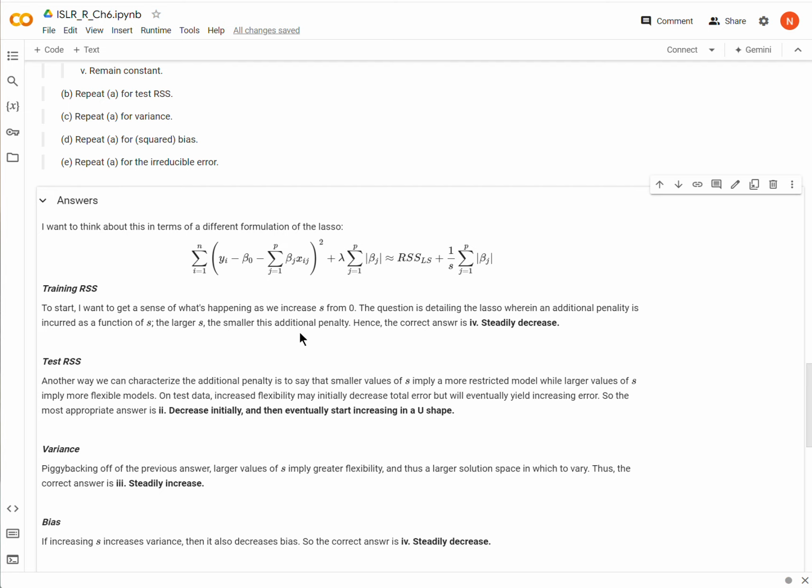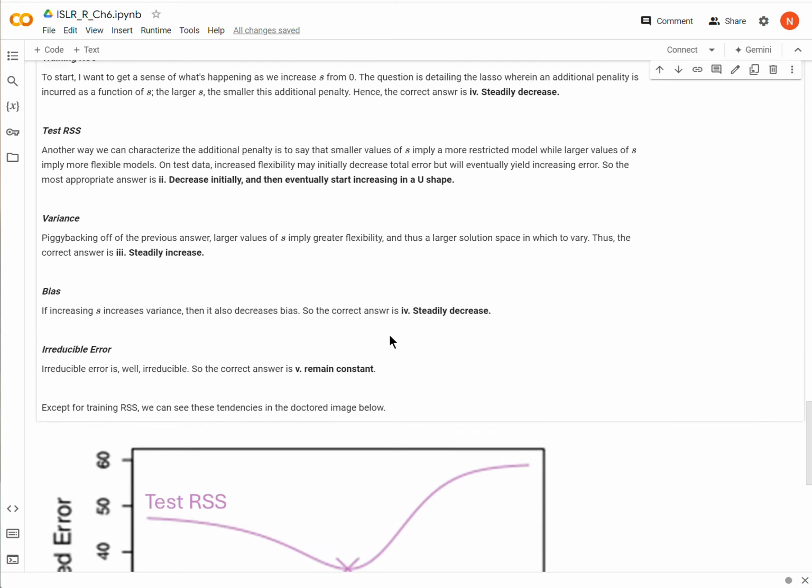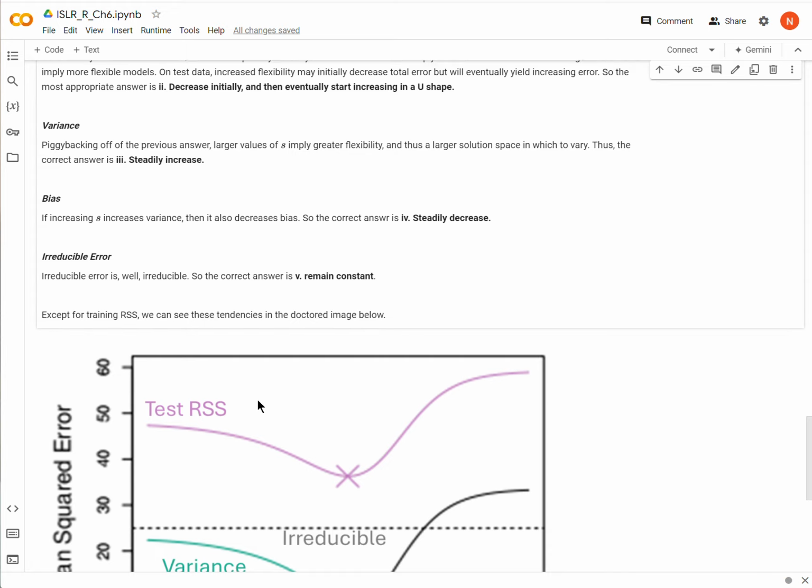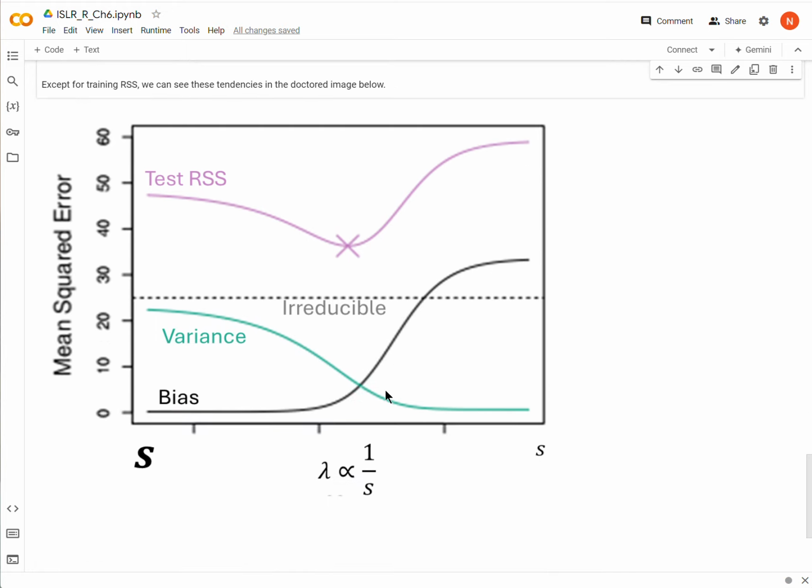Now, we're going to come back to the rest of these, but I've adapted an image from the book. I can't remember which figure this is, but certainly you will be able to place it. In the book, we have the mean squared error here, and it gives the testing residual sum of squares, the variance, the bias, and the irreducible error. And these are going to be the things that we talk about.